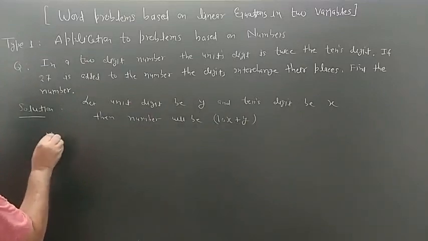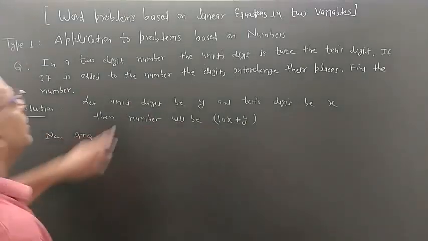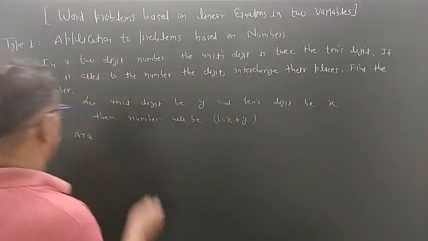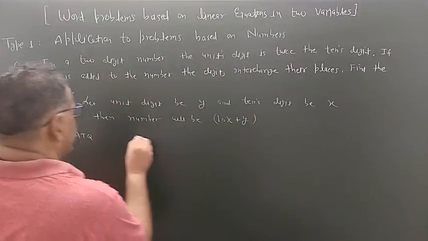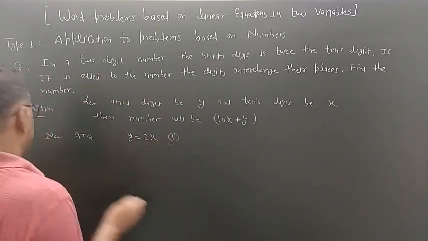Now, according to the question, the unit digit is twice the tens digit. Unit digit twice the tens, then y equal to 2x. This is equation number first.